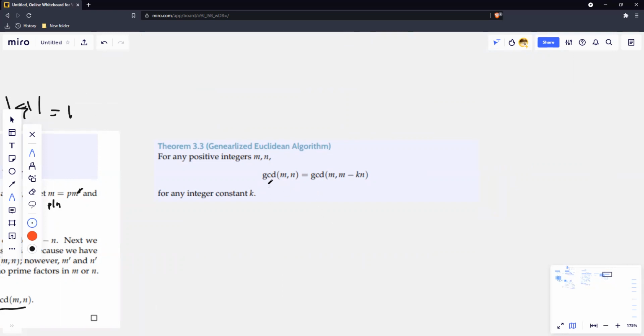It's basically saying GCD(m, n) is equal to GCD(m, n - kn). Then we have to add that kn must at all times be less than m, or else we'll have a negative value. If we have a negative value, then we most likely have a negative GCD, and then it's pretty confusing. So kn must be less than m.